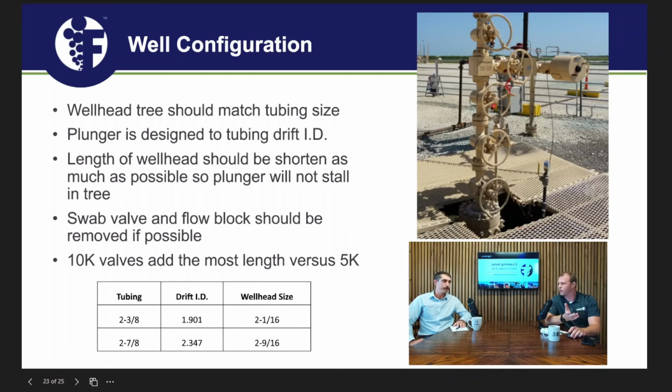That makes sense. So something to look at when an operator's considering plunger lift is probably to do a well site visit. Absolutely, and go see the style of wellhead. Okay, that's good to know.